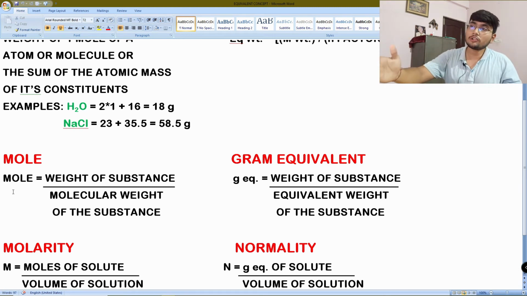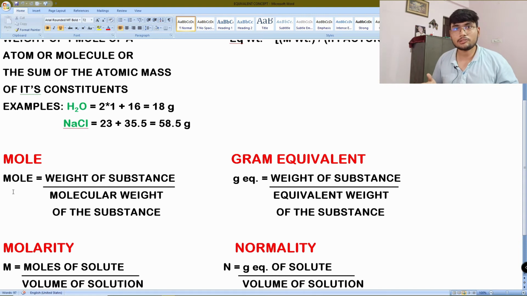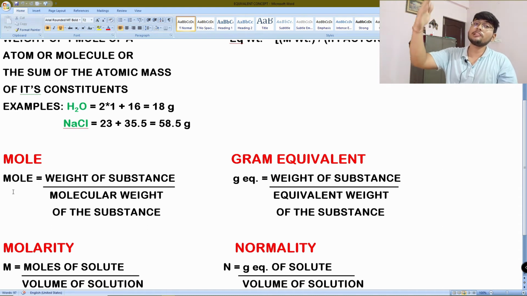Now let us see what is gram equivalent. In gram equivalent, you have to do nothing new. Everything is the same, but instead of molecular weight, you are going to use equivalent weight. So the formula of gram equivalent is the weight of the substance divided by the equivalent weight of the substance, because here we are taking the equivalent concept. Comparing it with the similar term, in mole we are using weight of the substance upon molecular weight. In gram equivalent we are using weight of the substance upon equivalent weight.